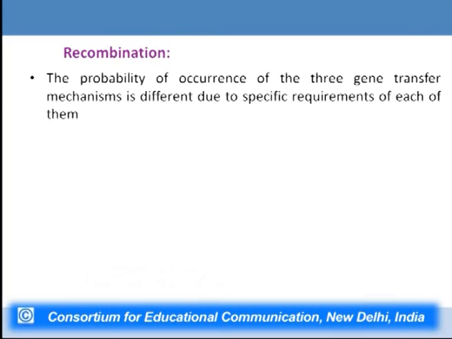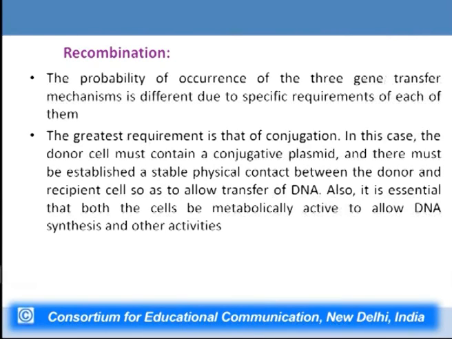So, also because of different mechanisms of occurrence, they also have different probabilities of occurrence. The probability of occurrence of the three gene transfer mechanisms depends on the specific requirements of each mechanism. So they all have different probabilities of occurrence in nature.